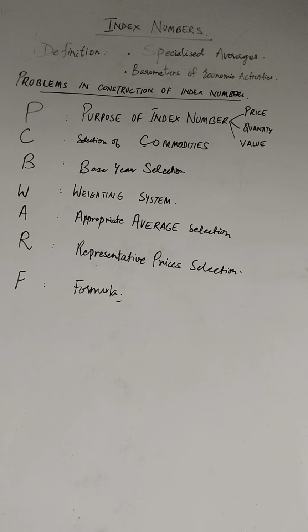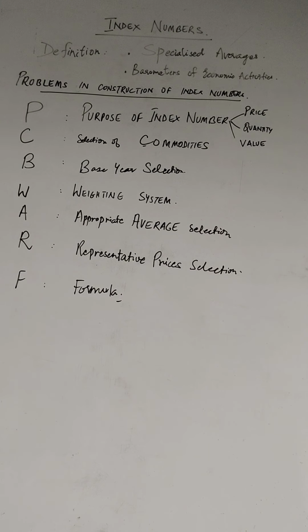And the total number of commodities should neither be too small nor too large. Because if it is too small, then the index number will not be representative. And if it is too large, the more representative shall be the index, but at the same time, the greater shall be the cost and the time taken. Generally, standardized or graded commodities should be selected.